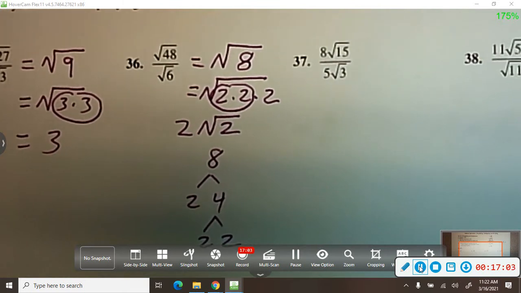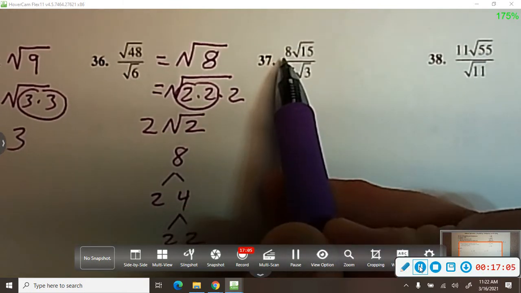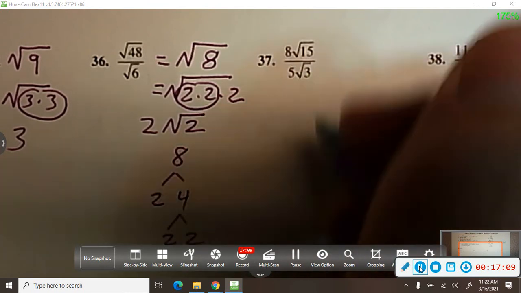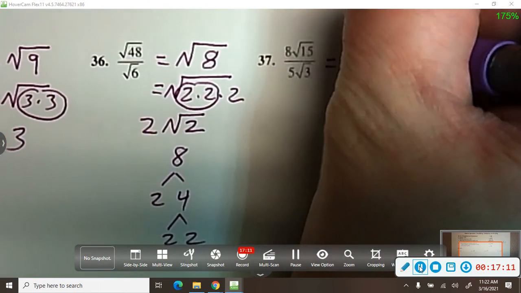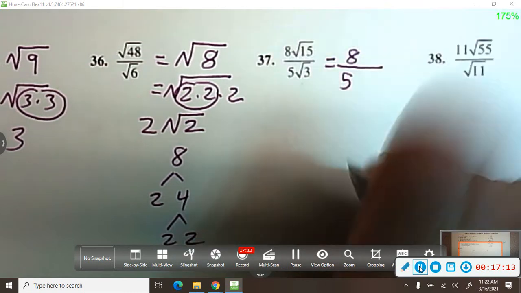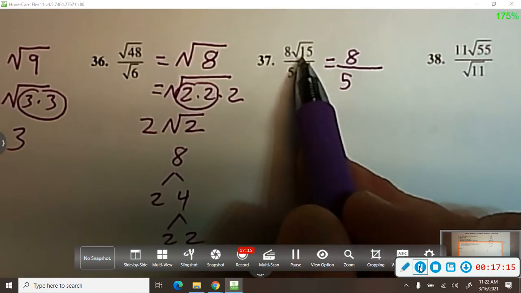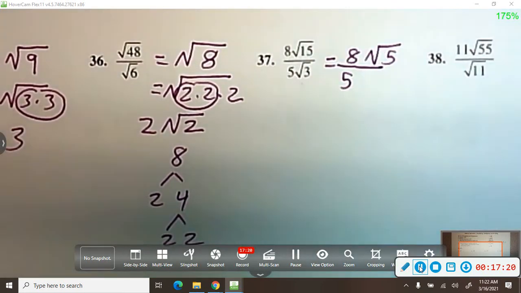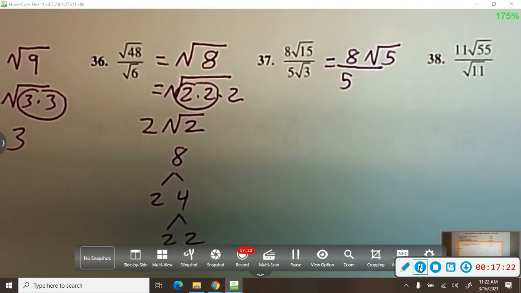And then 37. 8 over 5 does not reduce. 15 divided by 3 is 5. So you're just going to get 8, 5. Stays the same. 15 divided by 3 is 5. So this stays square root of 5. 5 is just 5. 5 is prime. There's no way to break up 5. So we're good.